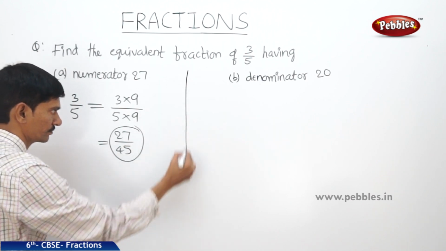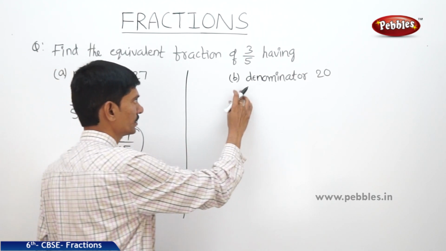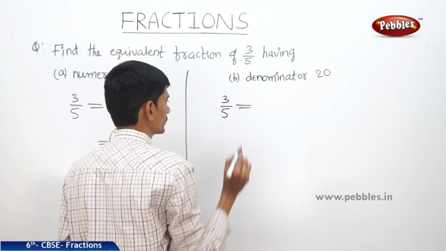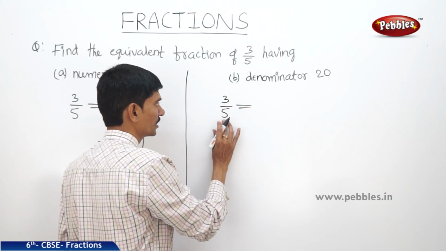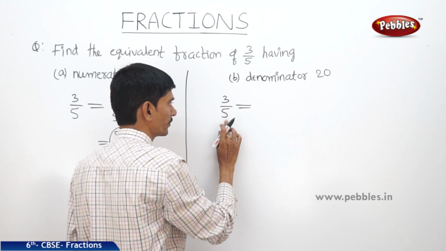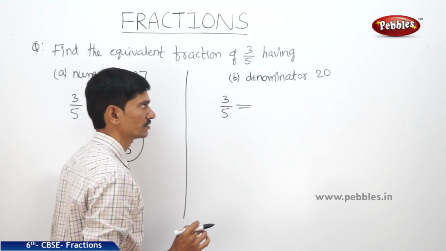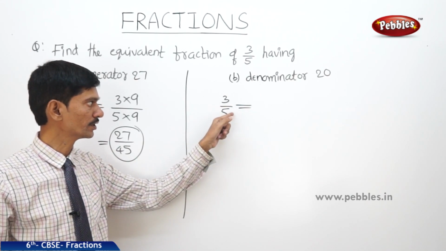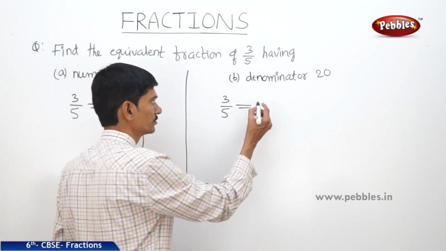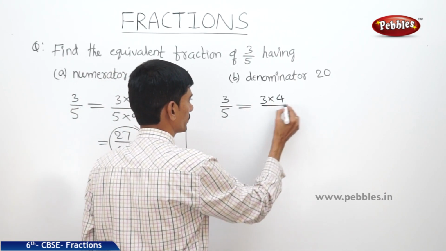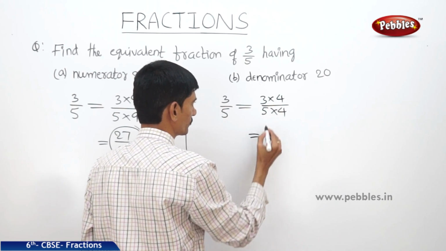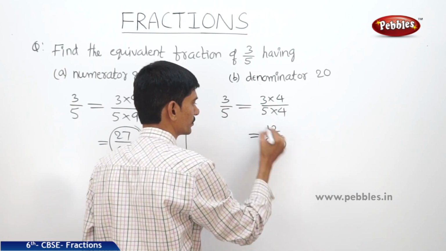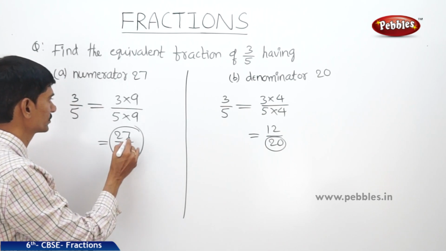Next, now the denominator is 20. So let us take the given fraction 3 by 5 equals to, where the denominator is 20. So 5 how many times make 20? It is 4 times. 5 4s are 20. Then we multiply both numerator and denominator by the same number. So 3 into 4 by 5 into 4 equals 3 4s are 12 by 5 4s are 20. So the numerator is 12 when the denominator is 20. In the first question, the numerator is 27.